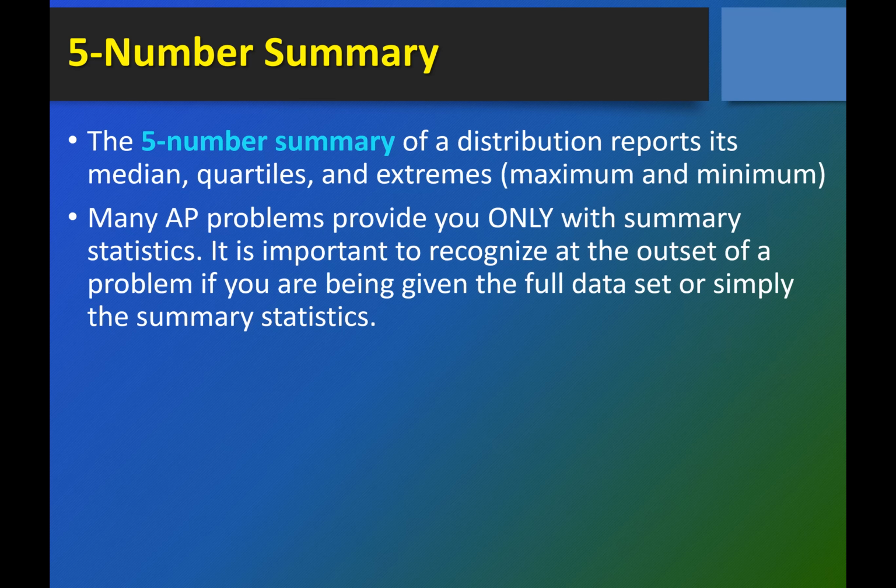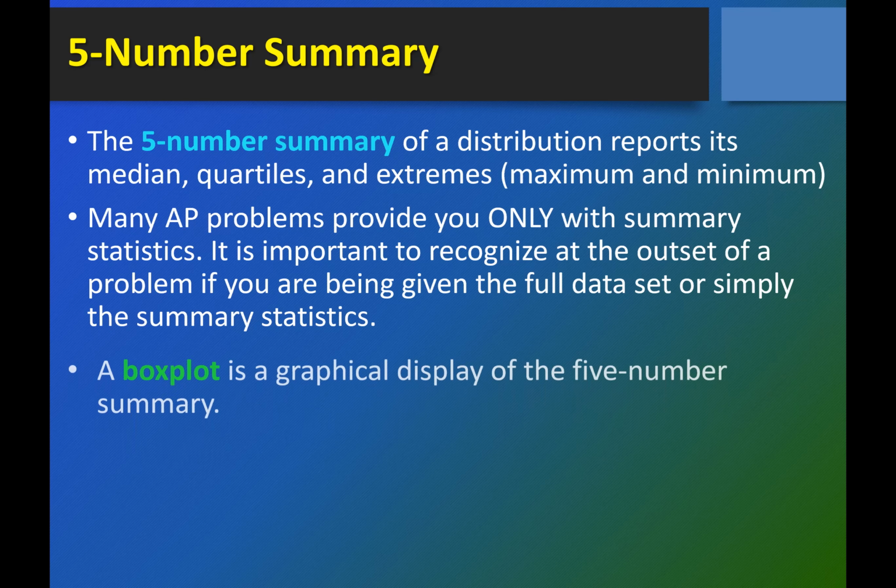Now, a lot of times you're only going to be given these 5 numbers, and you need to be able to recognize before you begin any problems what exactly is going on. Is this data going to be skewed? Is it going to be symmetric? We're not going to be able to tell about modes with this, but we can gather a lot of information.